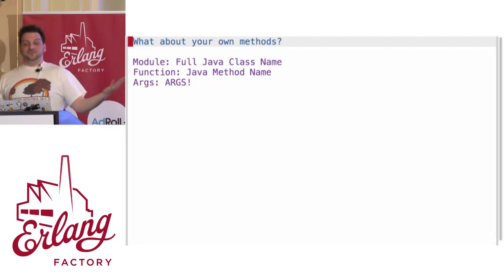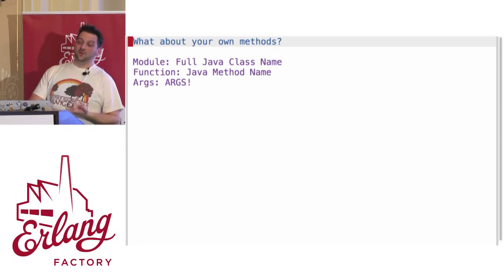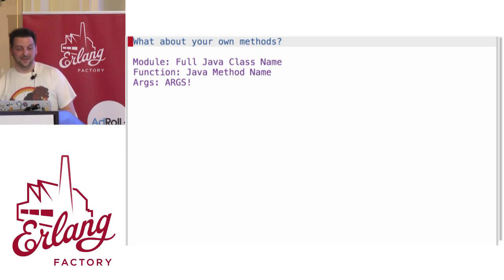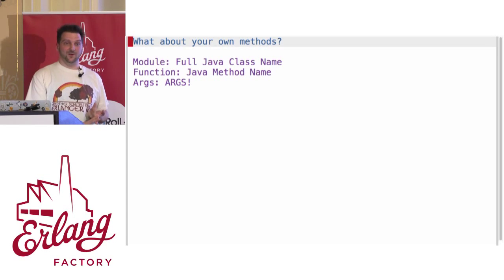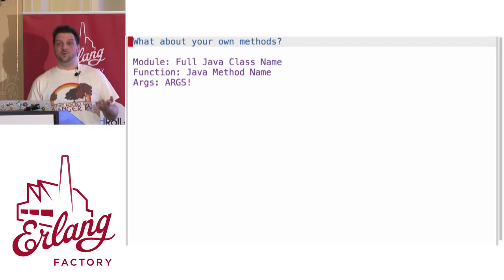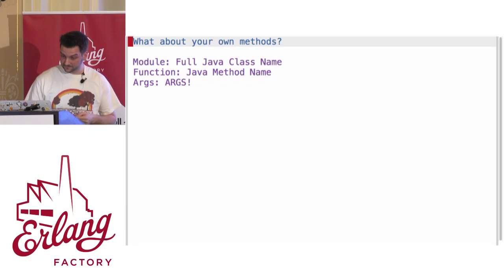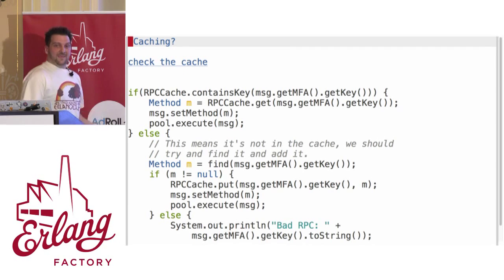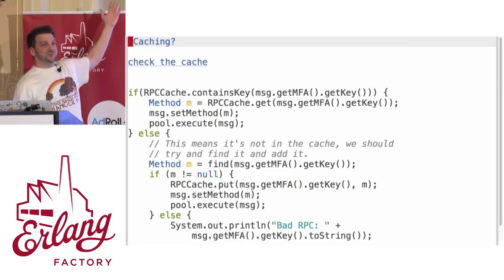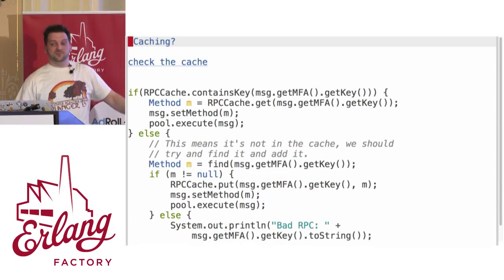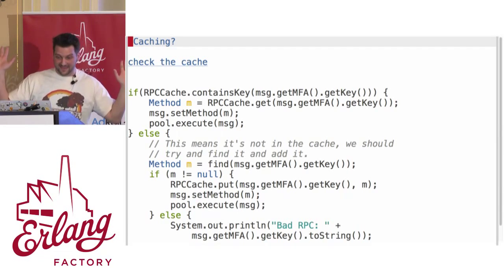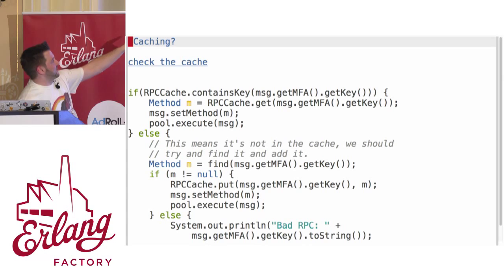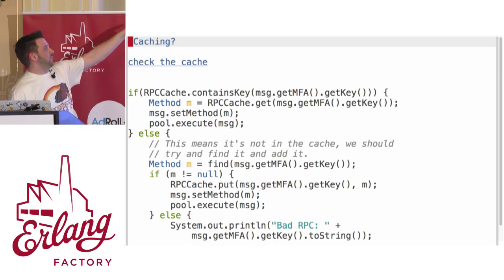So what about your own methods? Your module is going to be your full Java class name, package and all. The function is going to be the method name, and the args are just going to be the list of argument types, and you should know what they are because you wrote the function. And then we just go into the cache and look for them. When a message comes in via RPC, and we've already processed it using all our casting and Erlang tuples and stuff like that, then we pull it out of the cache, and then we tell the message, oh, you want to execute this method, and then we throw it over to the pool.